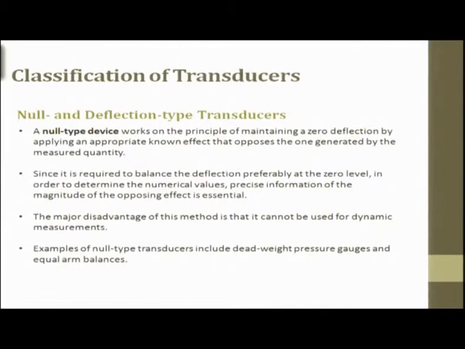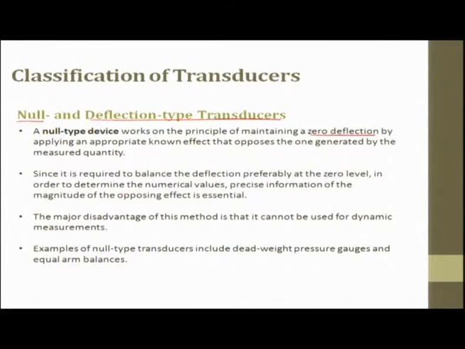Okay. Then you have null and deflection type transducer. We saw this null in comparators. So, you can also have a null type device working on the principle of maintaining a zero deflection by applying an appropriate known effect that opposes the one generated by the measured quantity. So, it is always at 0, okay, and then you put a measured value. So, then it immediately shows a displacement, and from the displacement you try to apply some force and bring it to 0. So, now you know how much you have applied to bring it to 0. Now, this quantity can be measured, and with that we try to get some information.